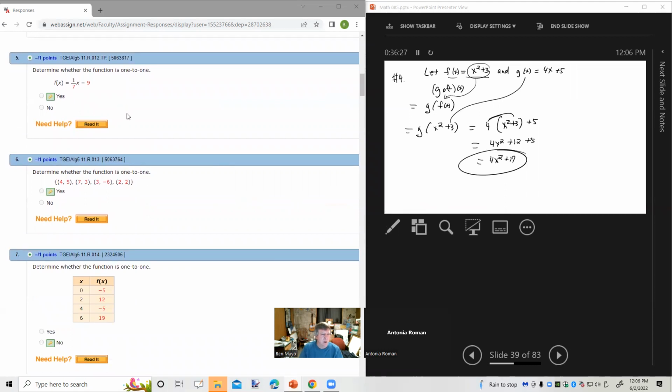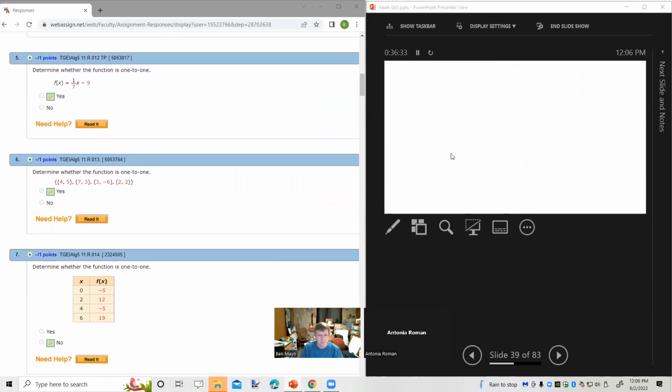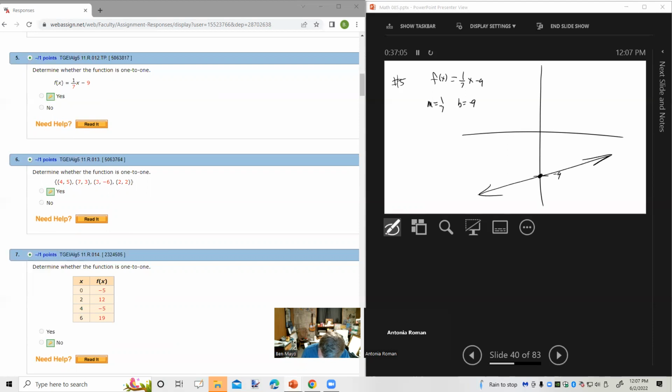Determine whether the function is 1-to-1. All right. Well, let's see here. f of x equals 1/7 x minus 9. Isn't that a linear equation in slope-intercept form? Yes. So the slope is 1/7 and the y-intercept is -9. So on a graph, it would look like this, and then you'd go up 1 and over 7. So you'd have this really small slope. So it looks something like that, roughly.